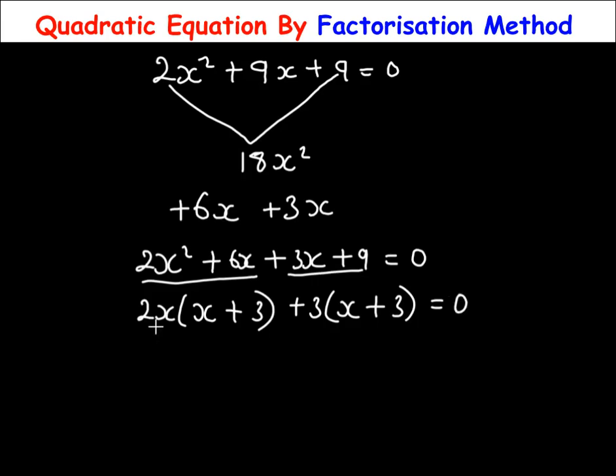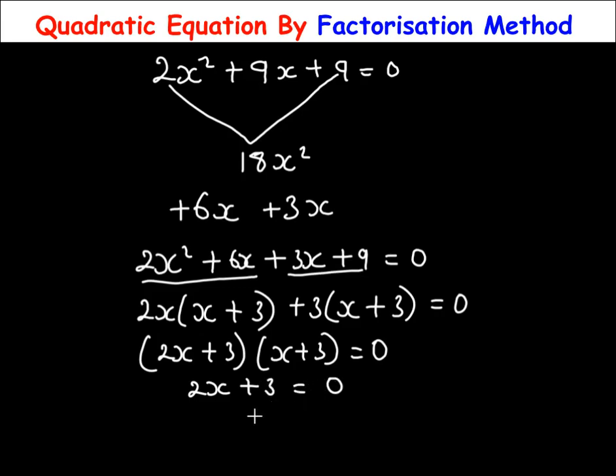With this, then pick 2x and plus 3 and put them in one bracket. So in bracket 2x plus 3, and pick one of these, x plus 3, then equate it to 0. So with this, to solve for x, equate 2x plus 3 to 0 and x plus 3 to 0. So 2x plus 3 is equal to 0, or x plus 3 is equal to 0.